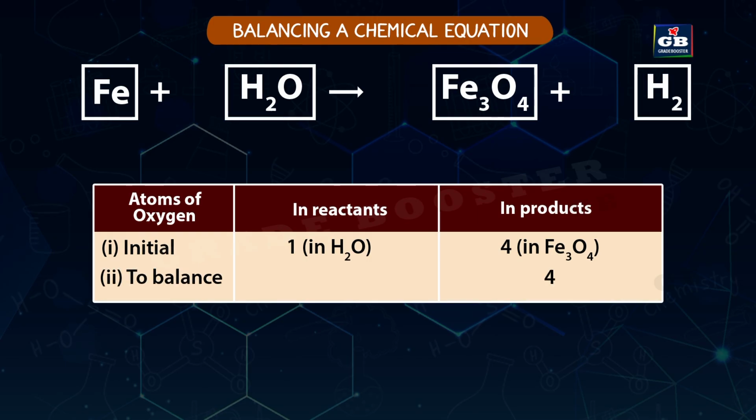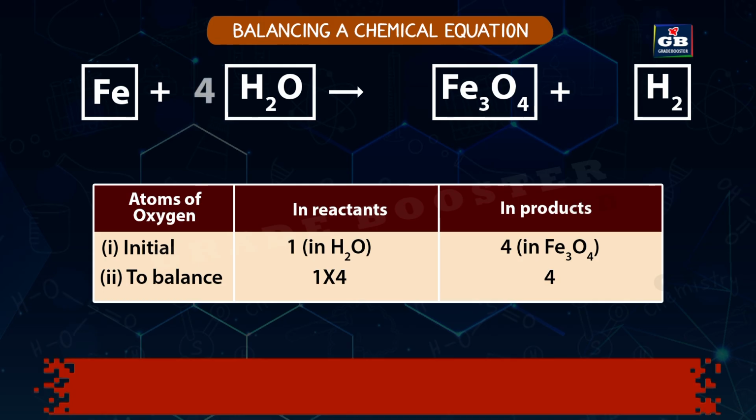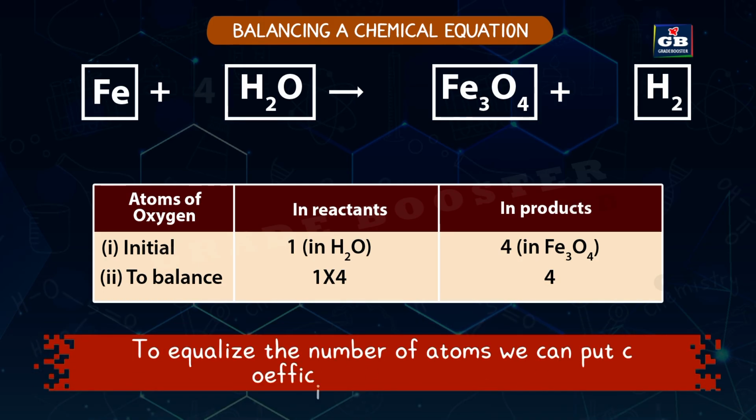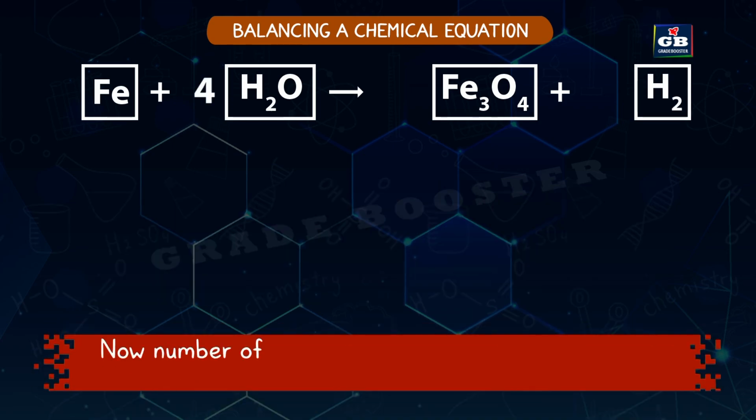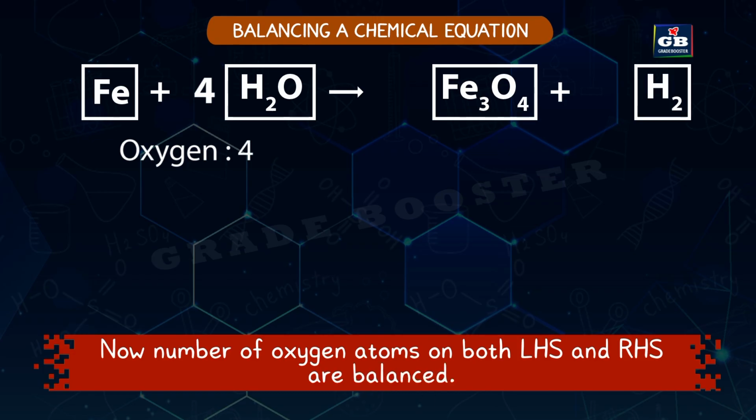So to balance it, we will multiply the 1 with 4, 1 into 4 in the reactants. That means we are going to add 4 as the coefficient of H2O. So to equalize the number of atoms, we can put coefficient 4 as 4H2O. Now the number of oxygen atoms on both left hand side and right hand side are balanced.